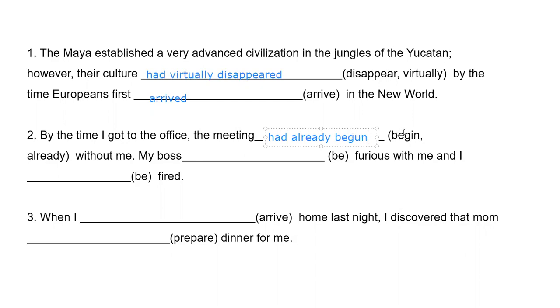Begin is the base and the simple present. Began with an A is the simple past, and begun with a U is the verb 3 form. Very similar to sing, sang, sung. Please work on your verb forms. So again, what happened? By the time I got to the office, the meeting had already begun without me. So the meeting started before I got to the office.